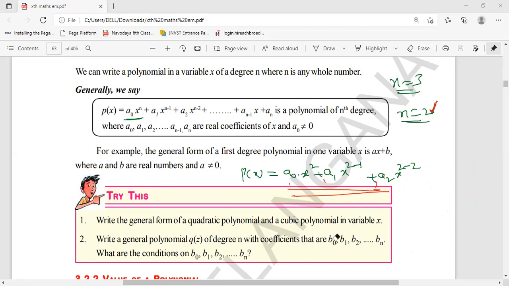We can take the coefficients whatever they are, a naught, a1, a2 or a, b, c. That doesn't change the polynomial. It is a quadratic polynomial.